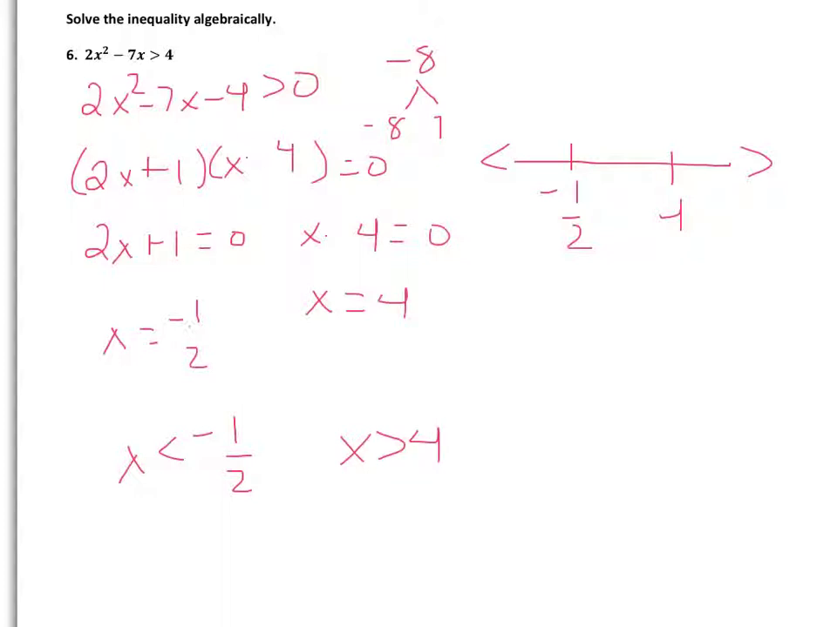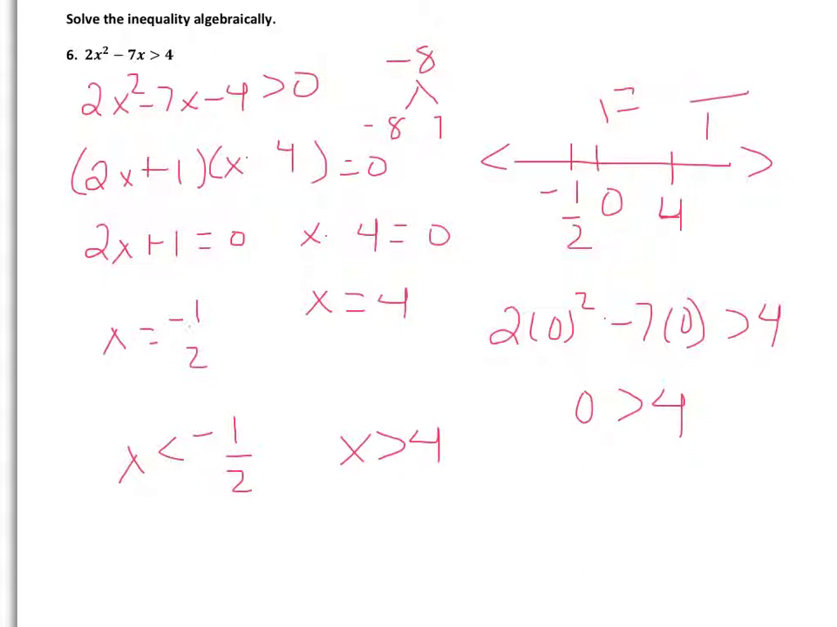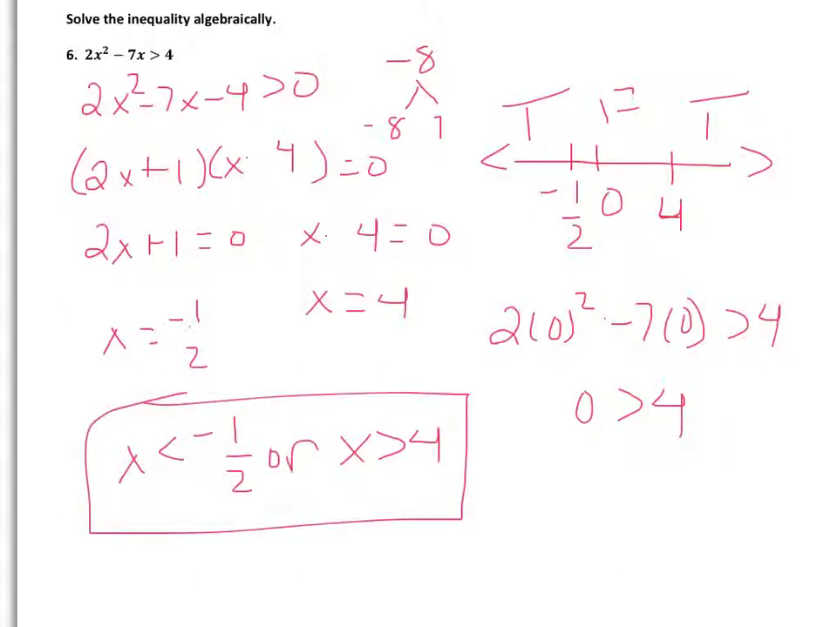But this is how you can check. Put those on a number line. Isn't that 0? Plug in 0 to the original inequality. 2 times 0 squared minus 7. Is 0 greater than 4? See how that was false? If you pick a number bigger than 4 and plug it in, it's going to be true. If you pick a number smaller than negative 1/2, plug it in, it's going to be true. See how those are true? That means x is greater. So there's the OR statement. Okay?